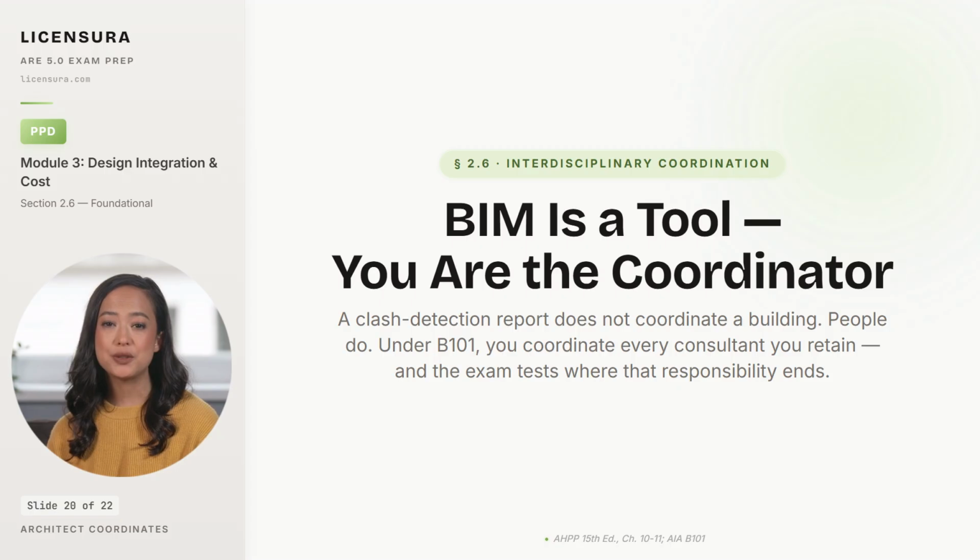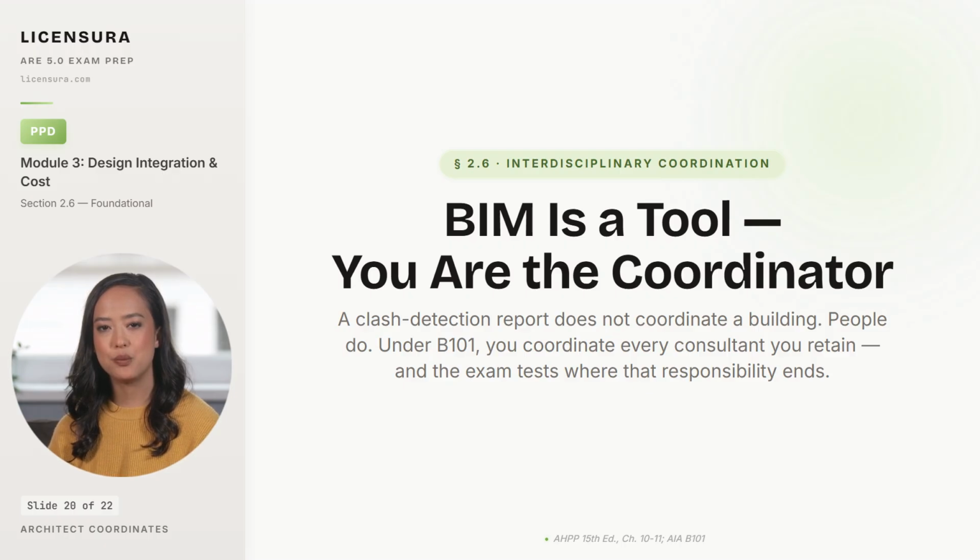Here is the coordination principle most architects misread until they are deposed. The architect is the lead coordinator during design development, and BIM is a tool, not a coordinator. A clash detection report does not coordinate a building. It just shows you where the conflicts are. People coordinate buildings. The architect leads the meeting, assigns the resolution, and verifies the fix in the next model run.